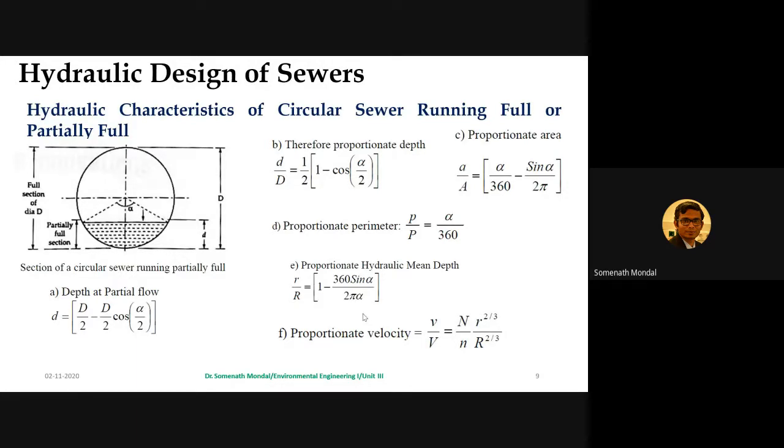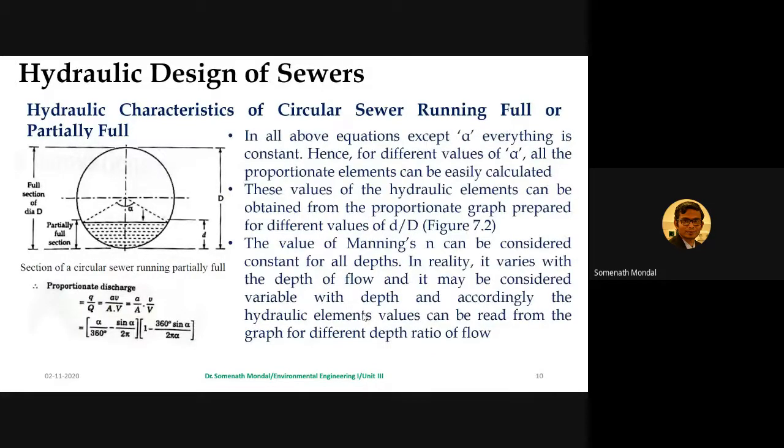Now if we have to calculate the proportionate velocity, so that becomes small v by capital V, which is shown over here. You can see in the last, that is number F. So then it becomes, capital N into r to the power 2/3 by small n into capital R to the power 2/3. So this is the way we can calculate the different parameters.